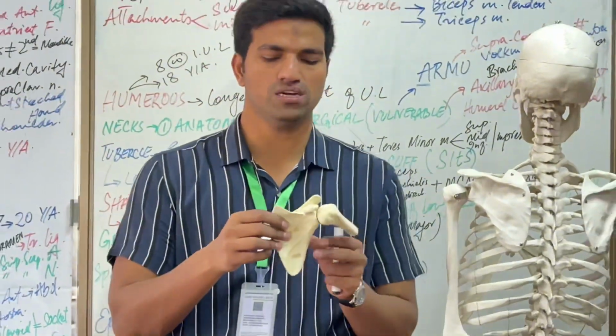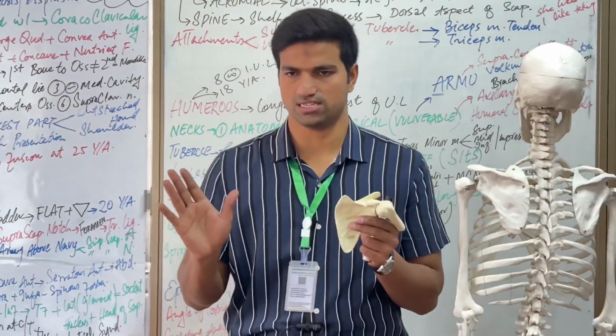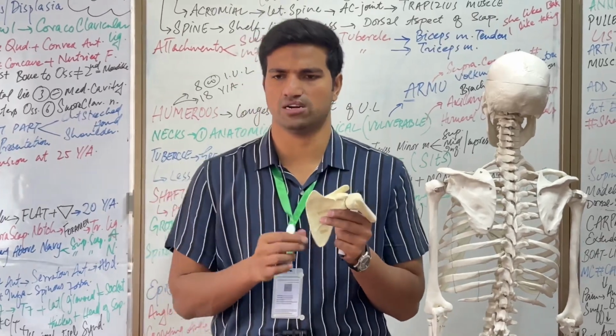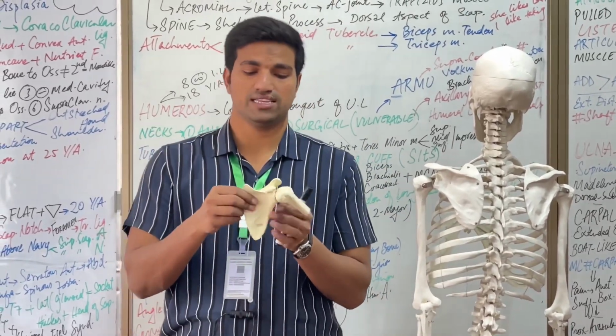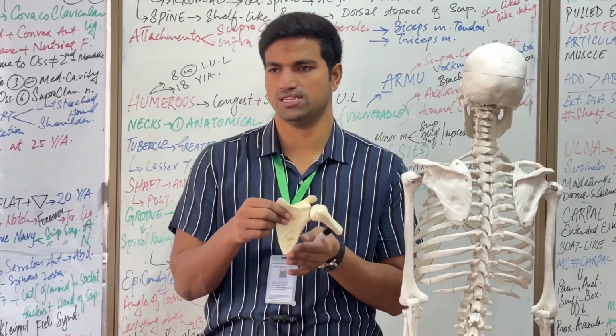Then we have talked about the medial border. Simply medial border, it is not that difficult. That is the thin border. Then the lateral border. This is the thickest border of the scapula. This is the lateral border.